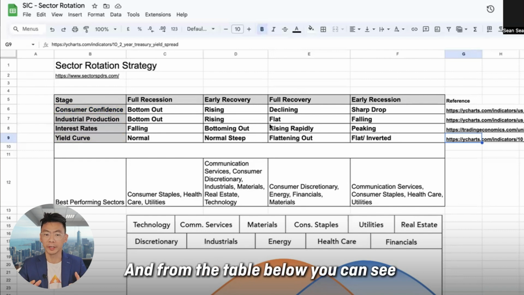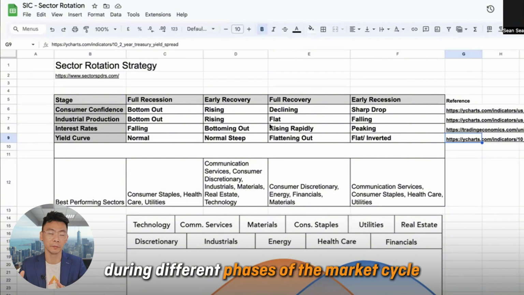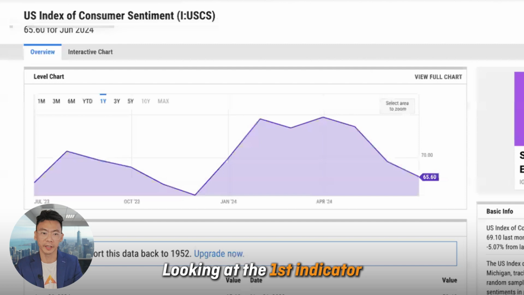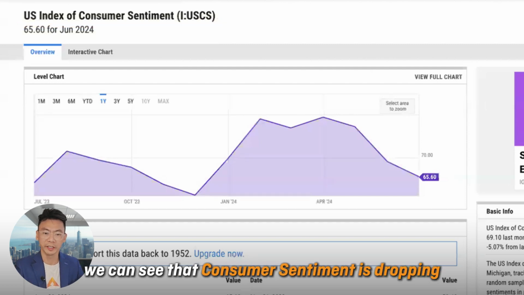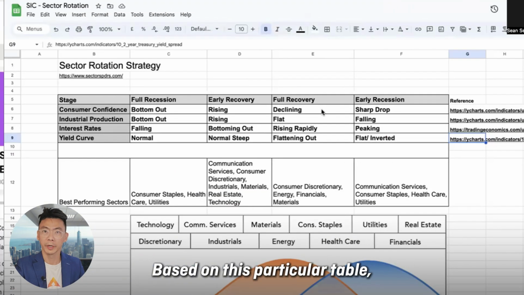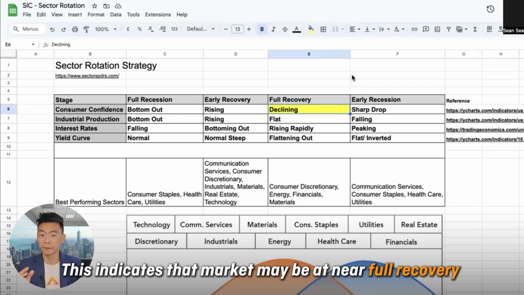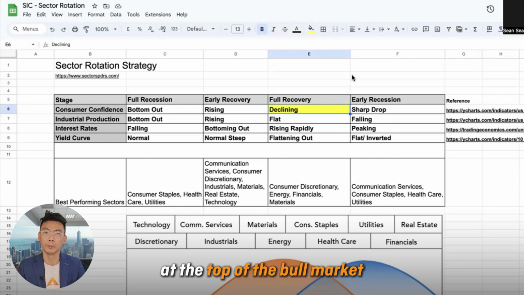And from the table below, you can see that during different phases of the market cycle, these 4 indicators will behave differently. Looking at the first indicator, consumer sentiment, we can see that consumer sentiment is dropping based on the previous quarters. Based on this particular table, we can highlight that consumer confidence is currently declining. This indicates that the market may be at near full recovery at the top of the bull market.